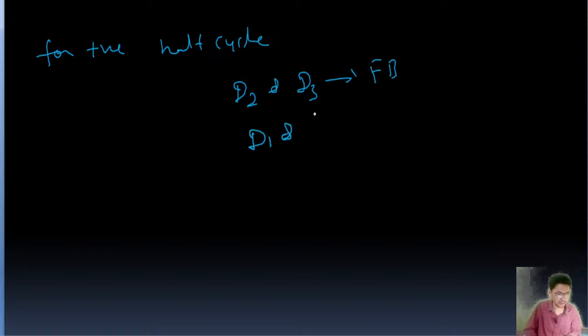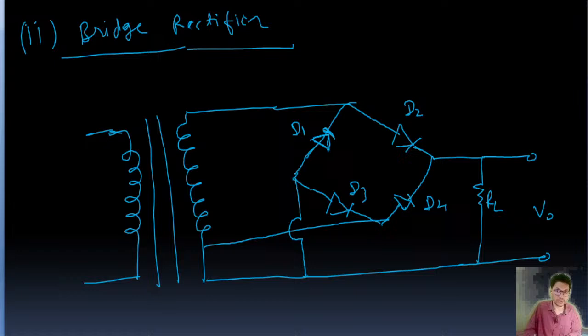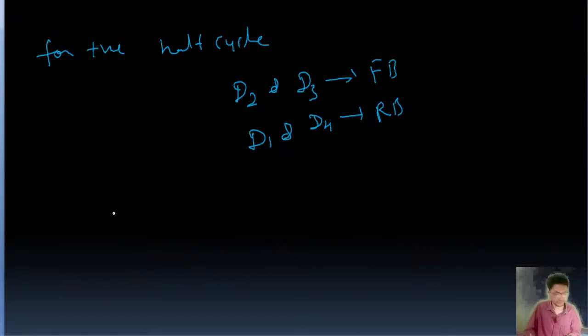D1 and D4 are reverse biased. Okay, for the positive half cycle, D2 and D3 are forward biased, and D1 and D4 are reverse biased. Now for this bridge rectifier, I'll make a diagram and find the peak inverse voltage.